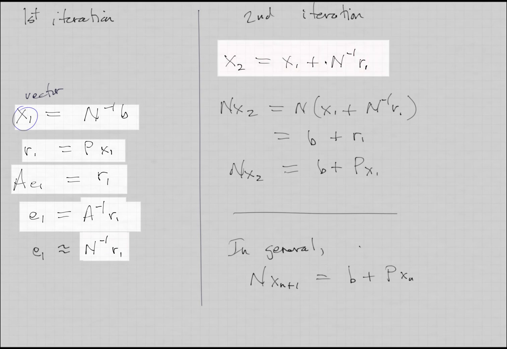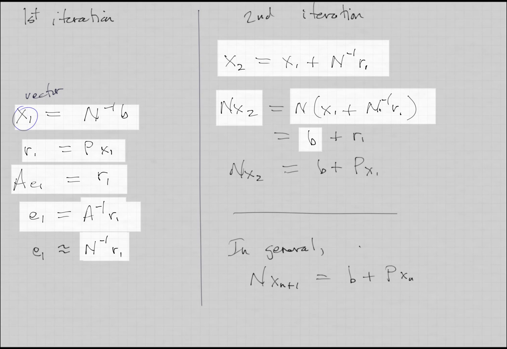So in the second iteration, we're going to try to improve our approximation by defining a second approximation x2 equal to the first one plus the approximation to the error. Now, it turns out that there's an interesting relationship between x2 and x1 that is constant throughout the entire iteration. So you multiply both sides by N. On the left we get N times x2. On the right, N times this quantity. Now, N times x1, as we saw, is just equal to b. x1 is the solution to N times x1 equals b. So in fact, N times x1 is equal to b.